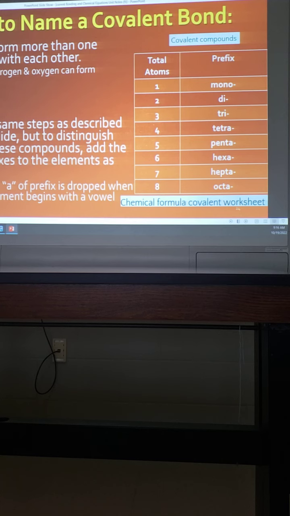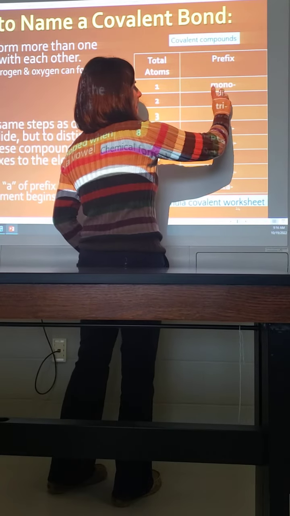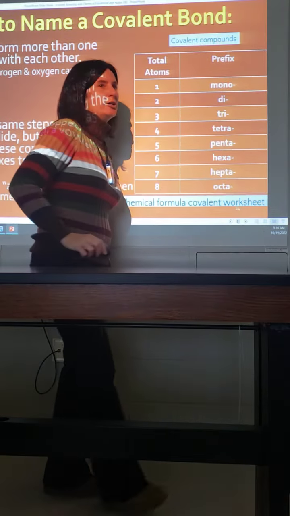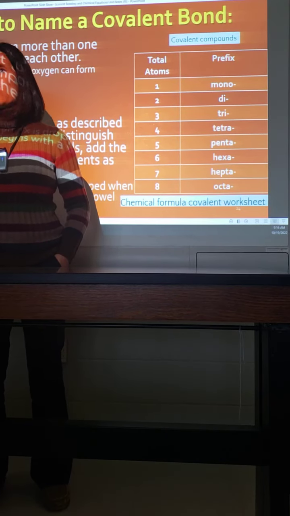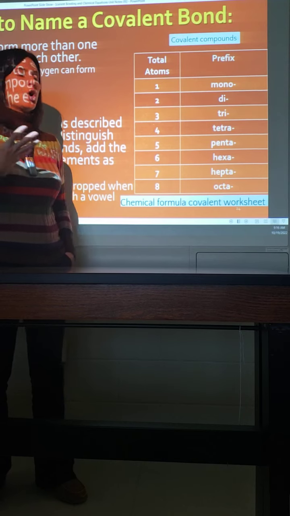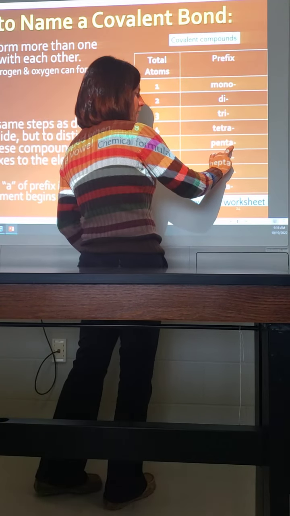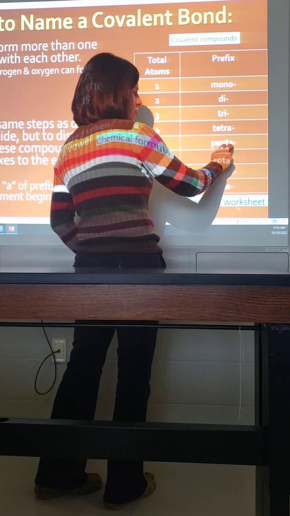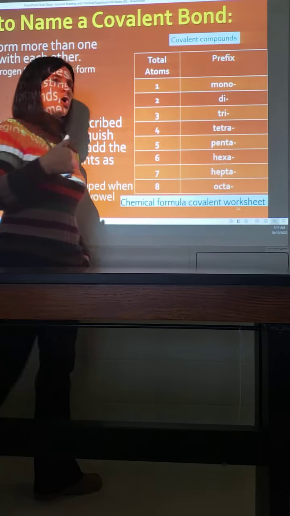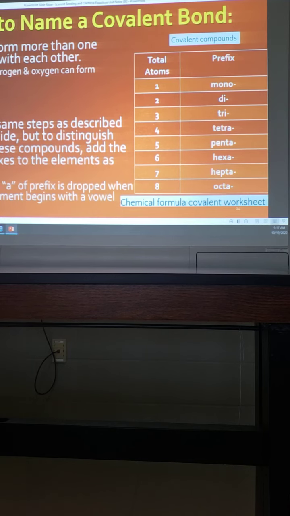But the O or the A gets dropped if the second element begins with a vowel, like oxide. You're not going to say mono-oxide. You end in an O, so you're not going to put M-O-N-O and then another O for oxide. So you wouldn't have monoxide or mono-oxide, right? That's hard to say. You're usually going to call this pentoxide, where you would drop the O of the oxide. And again, you'll see how these look, and you'll start getting the feel of it.